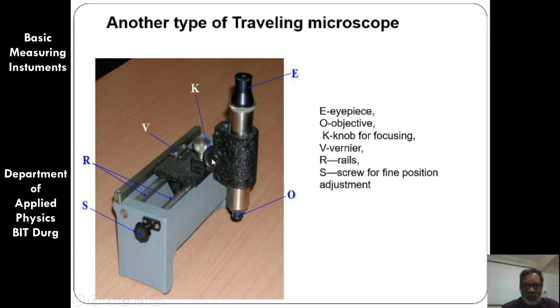This is the knob for focusing the objective. Then there is a vernier scale. Then there are the two rails on which the traveling microscope is moving. Then there is a screw for fine positional adjustment of the cross wire. So these are the parts of this traveling microscope.